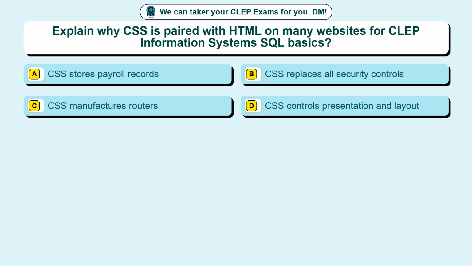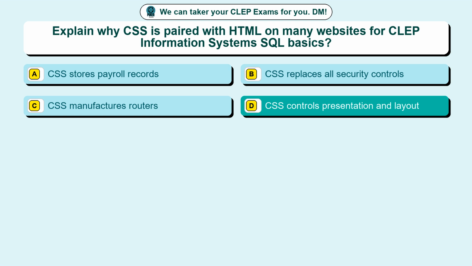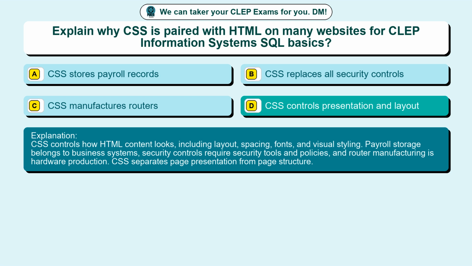Question 35. Explain why CSS is paired with HTML on many websites for CLEP Information Systems SQL Basics. Option A. CSS stores payroll records. Option B. CSS replaces all security controls. Option C. CSS manufactures routers. Option D. CSS controls presentation and layout. The correct answer is option D. CSS controls presentation and layout. CSS controls how HTML content looks, including layout, spacing, fonts, and visual styling. Payroll storage belongs to business systems, security controls require security tools and policies, and router manufacturing is hardware production. CSS separates page presentation from page structure.